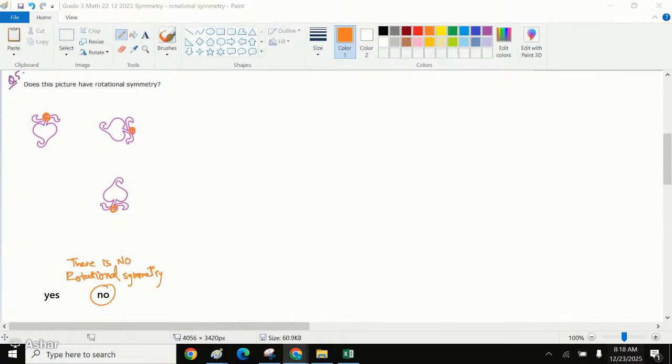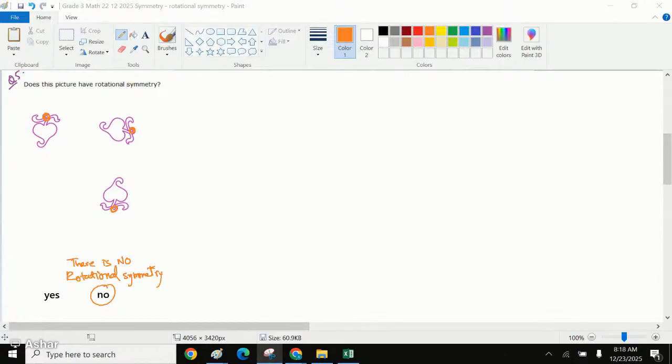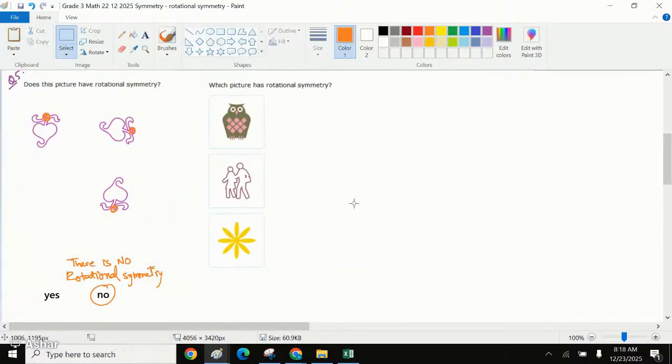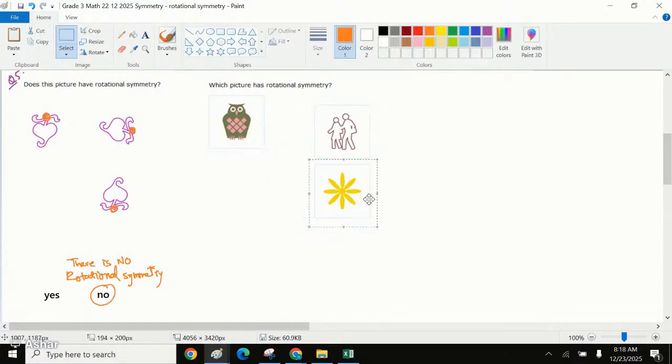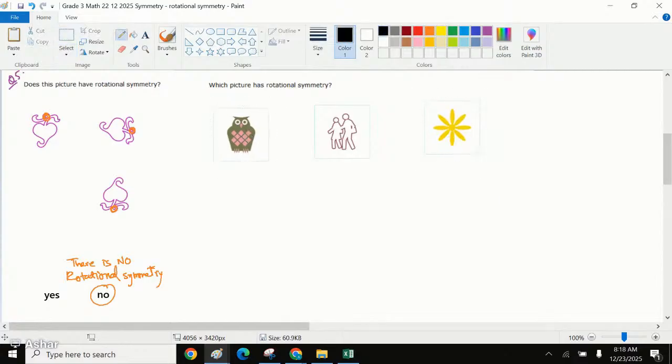Okay. So now the next question says, which one of these pictures has a rotational symmetry? They have given us three options. I'll break down the question into three separate questions so that it's much more convenient for us. Let this be option A, option B, and option C. Okay, in question number 6, which picture has a rotational symmetry?